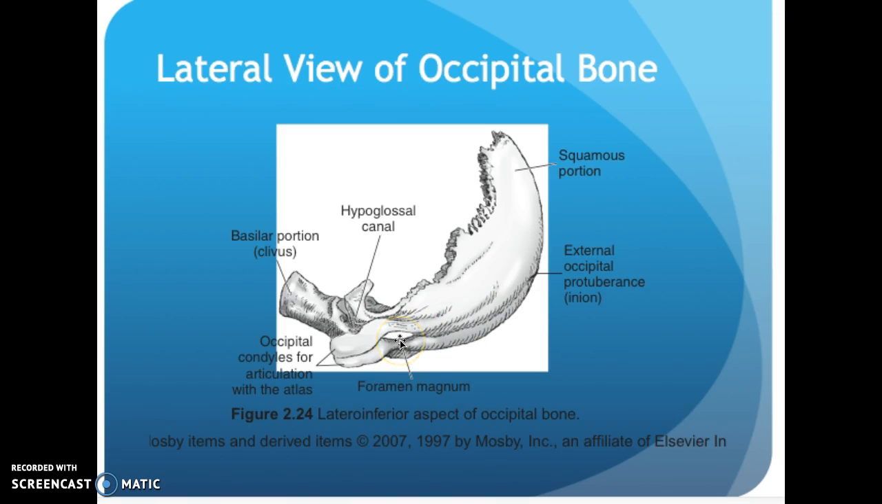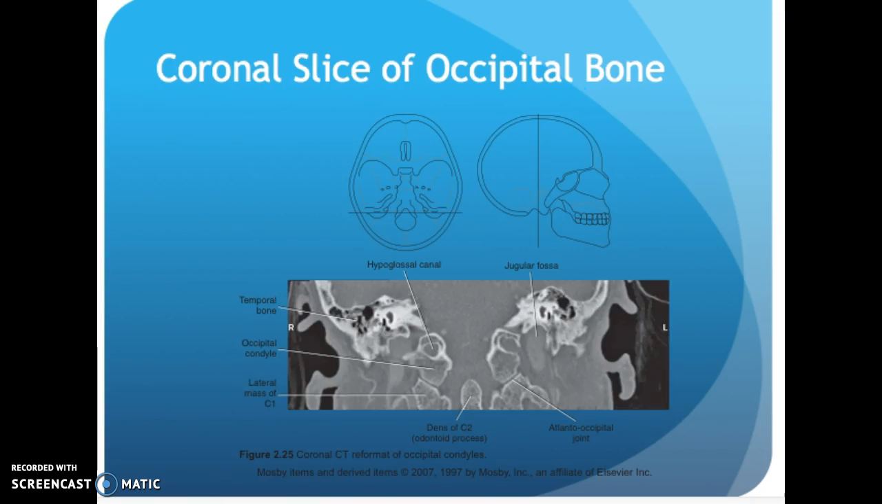Below is your foramen magnum, and here are your occipital condyles for articulation with the atlas. So that's where it connects to the spine. This is your basilar portion, what I refer to as your clivus, and then your hypoglossal canal. You can't really see it on this image, but those are the holes on either side of the foramen magnum.